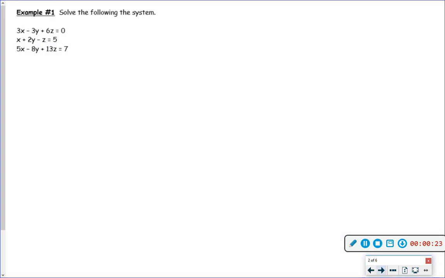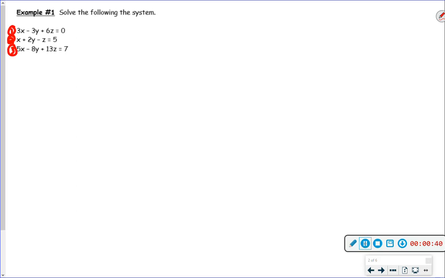But let's kick it off with just reviewing how to solve 3 equations, 3 variables when they give them to you. So first, of course, you know I like to make sure everything is nice and neat and organized so we don't mess up anywhere. So I'm just going to label my equations 1, 2, and 3.